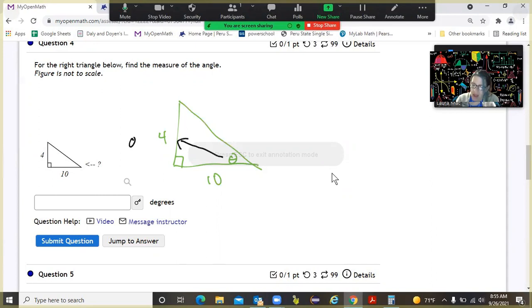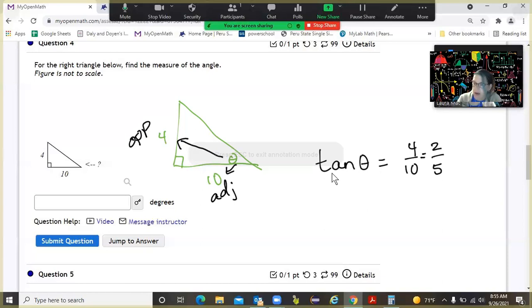This would be the opposite of the angle. And this would be the adjacent of the angle. So we just want to say which trig function would use opposite and adjacent. And that would be tangent. So the tangent of this would be equal to 4/10. In other words, 2/5. So what you're going to do with your calculator is you're going to put in tangent inverse of 2/5. Okay, so we're going to be doing tangent inverse of 2/5.